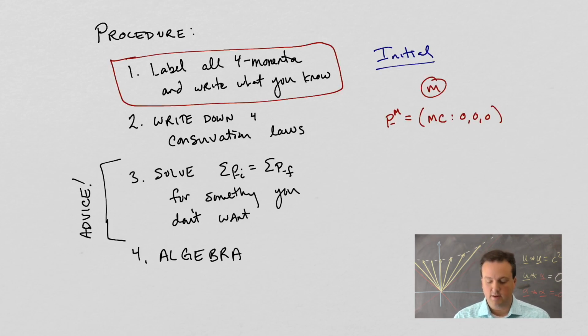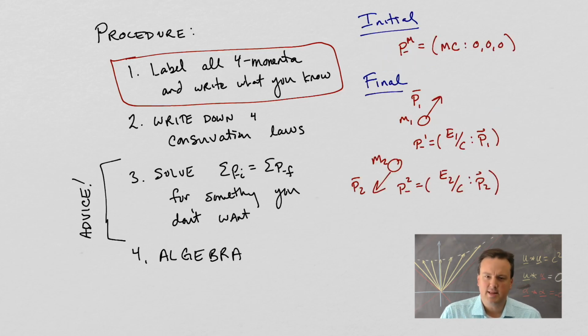Okay. So let's start. The first thing we're going to do is label all of the four-momenta and write down what we know. So in the initial state, I have one mass, capital M, and it's at rest, and so I can easily write down what the four-momentum for that particle is. The final state's a little bit more complicated, and since I'm not going to restrict myself to the non-relativistic limit, I'm just going to call the energy of these two particles E1 and E2, and I'm going to call the spatial momenta p1 and p2, and I'm going to leave that in the vector part for now, and I'll only solve for the components of the four-momentum if I have to.